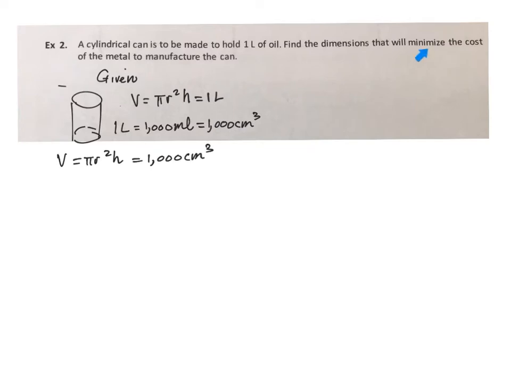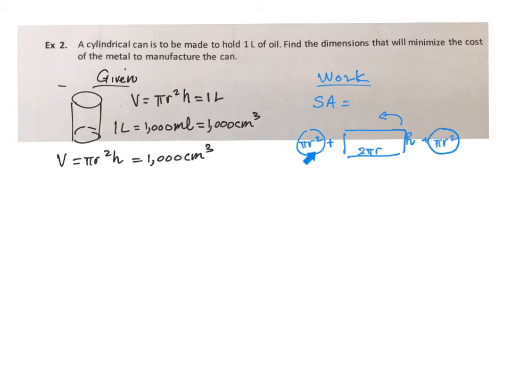And the objective is to minimize the cost. So we want to find the dimensions, the radius and the height, such that the cost is at minimum. So our objective function is the cost of the material. Our objective function would be the surface area, because the surface area is made of 2 circles plus a rectangular wall. If we unfold the wall, we're going to get a rectangle which has the base 2 pi r and the height is h. And the area of each circle is going to be pi r squared. So the objective is to minimize the cost involving the surface area.